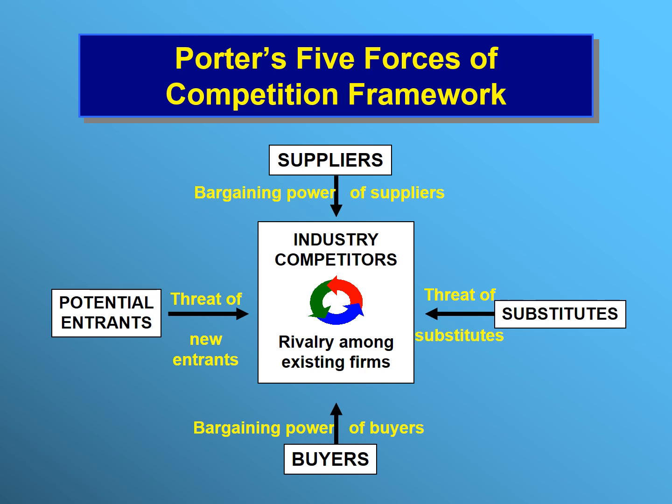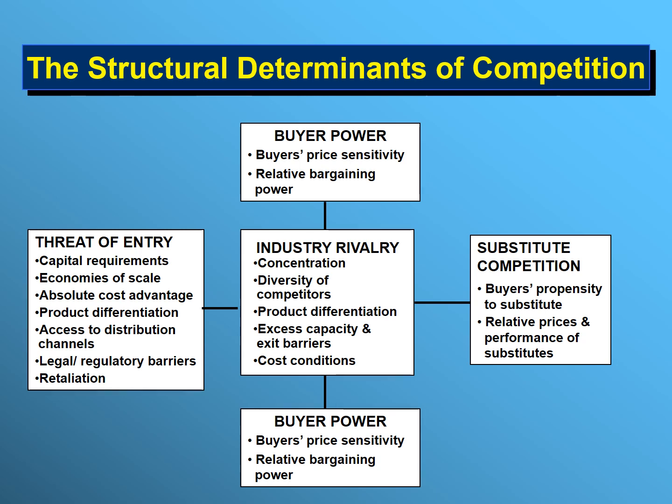Now the next one is the threat of suppliers, or their bargaining power. Suppliers can exert bargaining power by raising prices, shifting costs downstream to industry participants, or limiting the quality of the goods and services they provide.